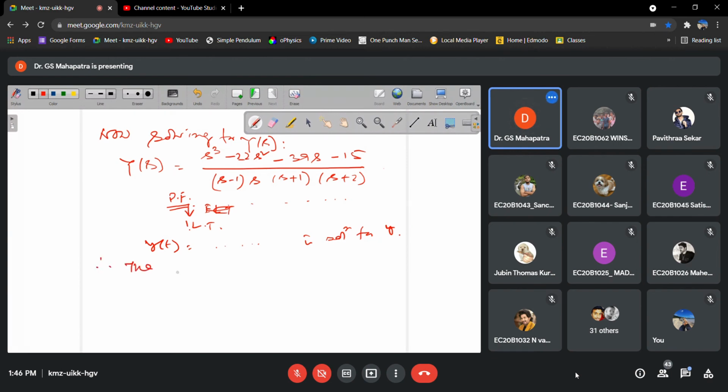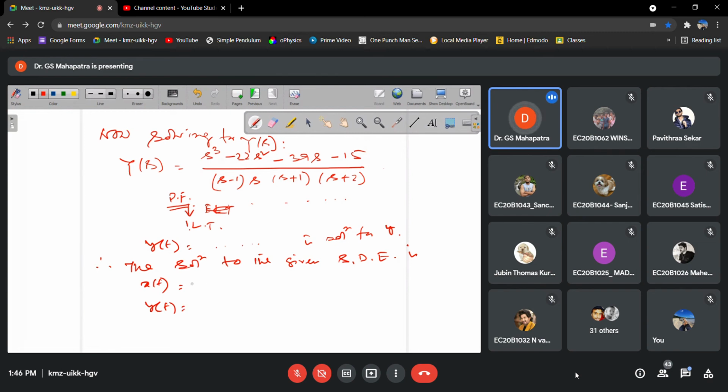the solution to the given simultaneous differential equation is, correct, x of t, y of t.